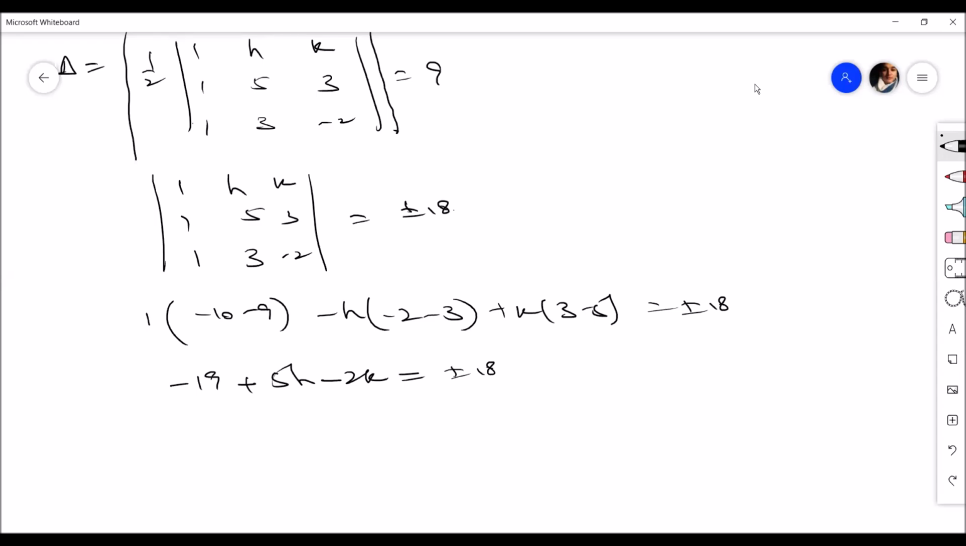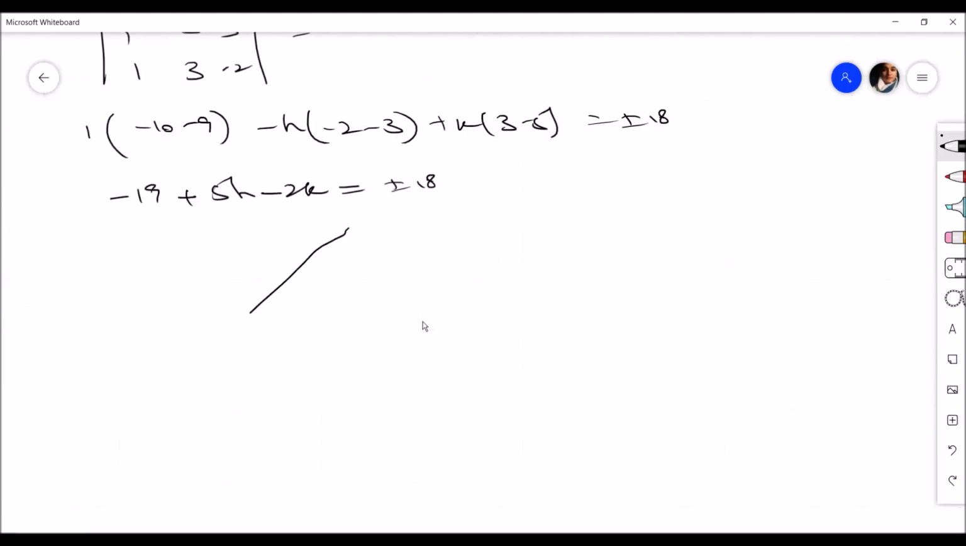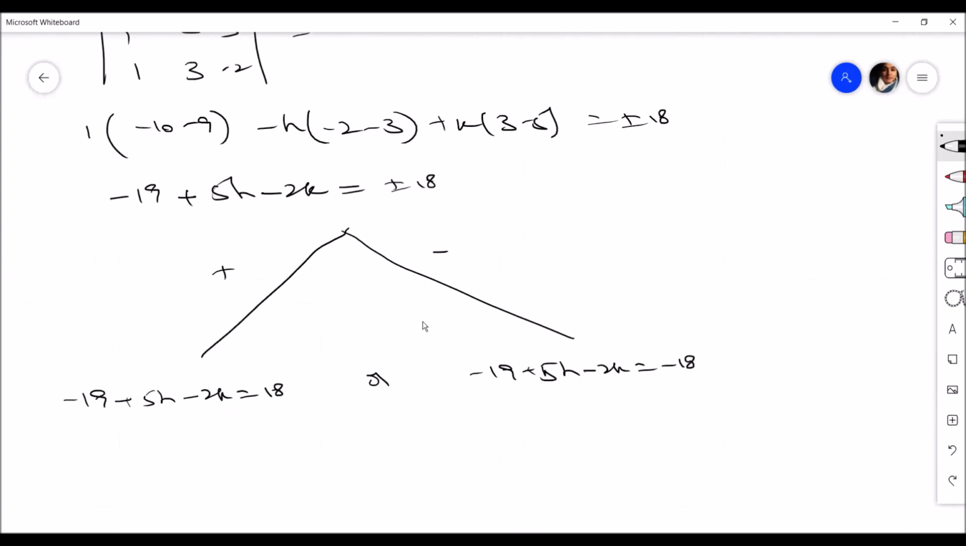Okay, so there are two ways to proceed from here. You can either directly square it up on both sides, which of course will make it a little complicated because numbers are quite big. Or there's another way to solve it. So this basically takes you to two roots. First root is that this is plus, and the second root is that this is minus. So that will make it minus 19 plus 5h minus 2k is equal to 18, or minus 19 plus 5h minus 2k is equal to minus 18. So let's proceed in both the ways.